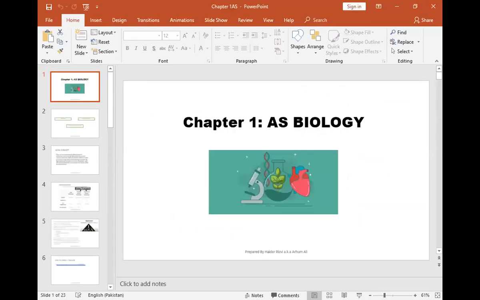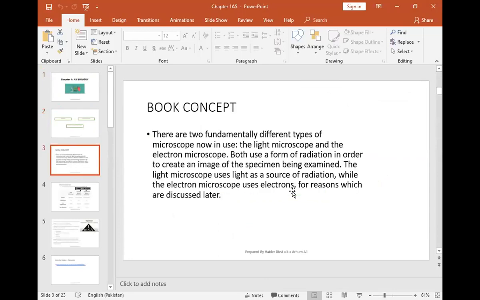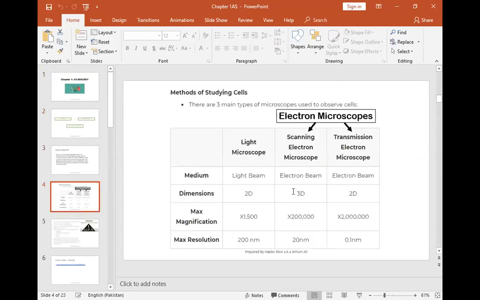Okay, so आपके chapter 1 के अंदर there are 3 main important parts as we discussed in the last class. जो लोग present होंगे उनको पता होगा that एक microscopy है, एक animal and plant cells है, एक ultra structure of plant and animal cells है, and इसके अलावा the ultra structure of plant and animal cell is subdivided into 2 more other parts. Right now हमने book concept को discuss कर लिया था.